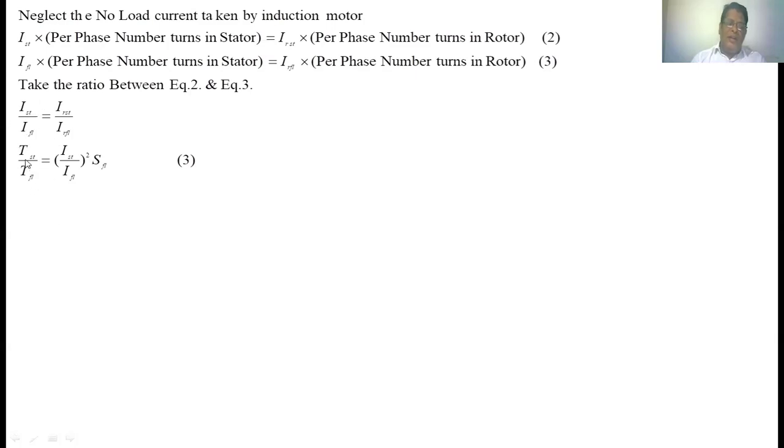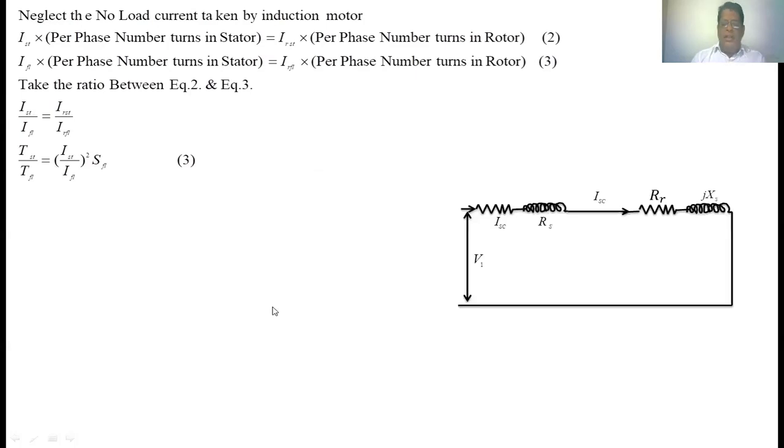So finally we are getting the starting torque by full load torque equal to the starting current taken by the stator winding of the induction motor divided by the stator current at full load, whole square, into slip of the induction motor. Now, at the time of starting, the slip of the induction motor is 1. If we neglect the no load current, this is the equivalent circuit of an induction motor.